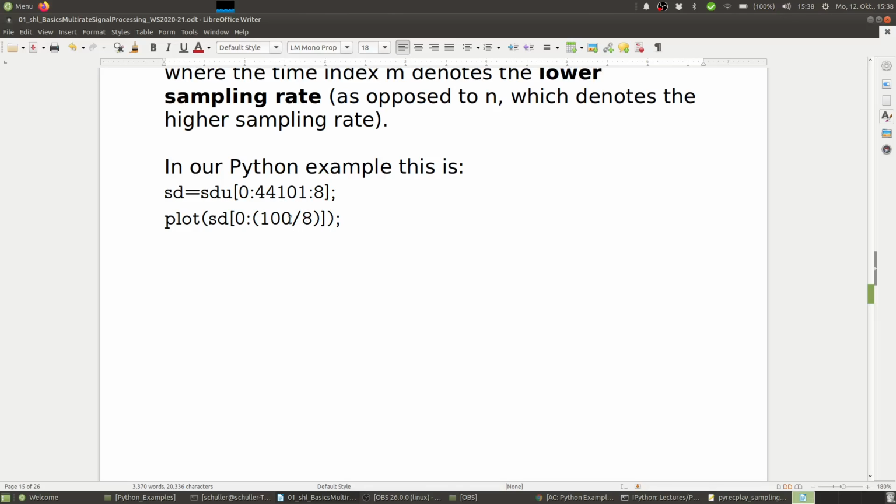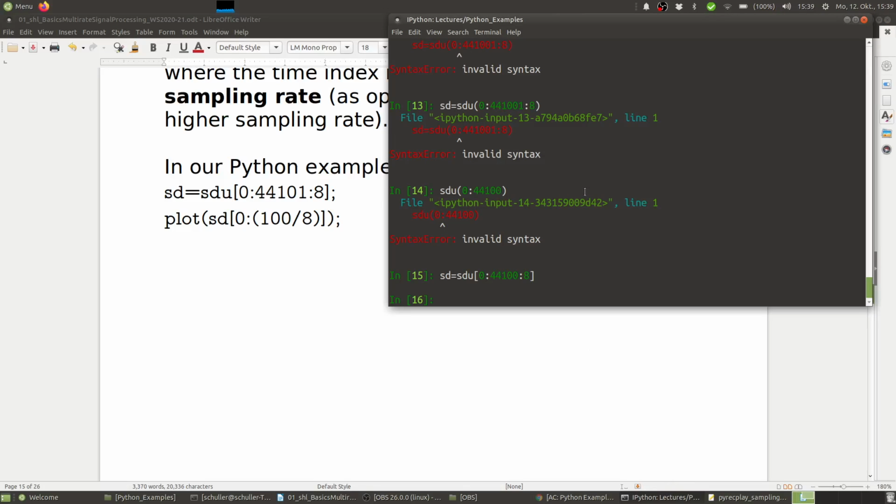And this is just an expression here, 100 divided by 8. This reflects the new sampling rate. So now we want to cover what before we covered with 100 samples. Now we cover with 100 divided by 8 samples. So let's try that. Plot SD of 0 up to 100 divided by 8, square brackets, round brackets.